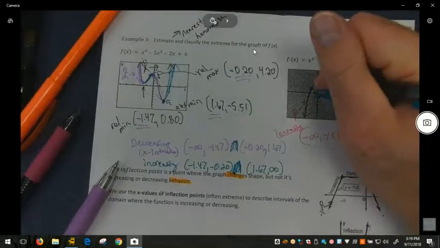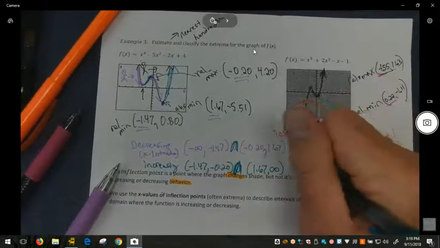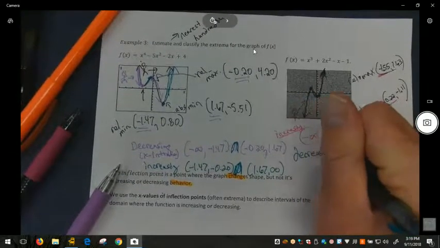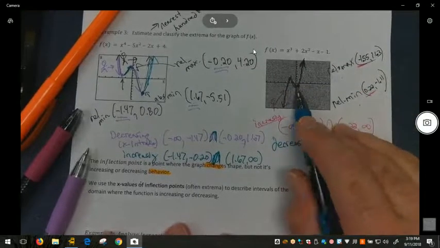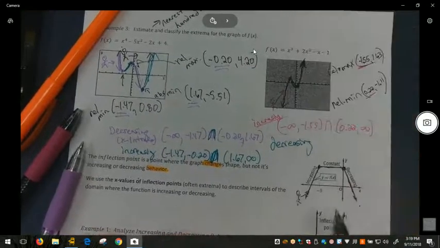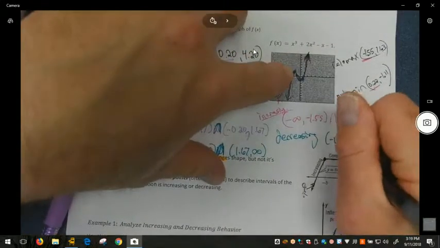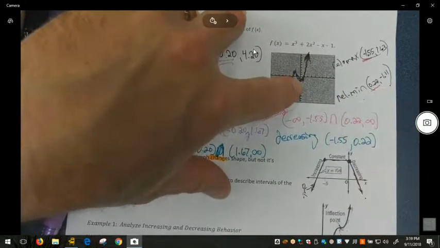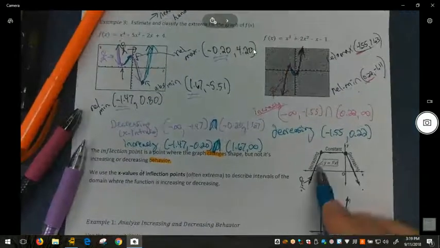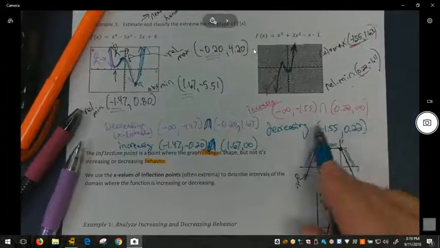For the decreasing behavior, and I realize I swapped these colors, sorry. From this relative max to this relative min is the only place on this graph that is decreasing. So this relative max is where the decreasing started at negative 1.55, and the decreasing stopped at 0.22 at those points of inflection. Once again, using parentheses, not brackets.